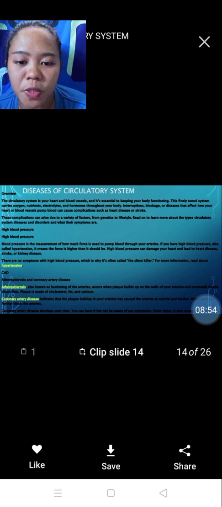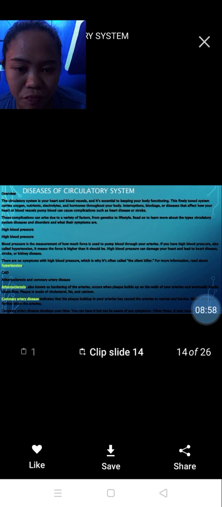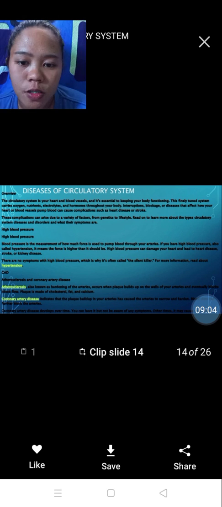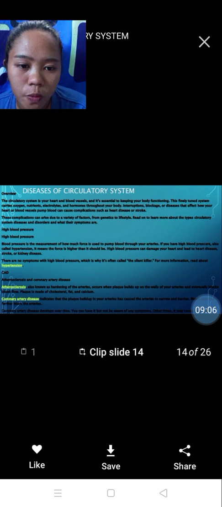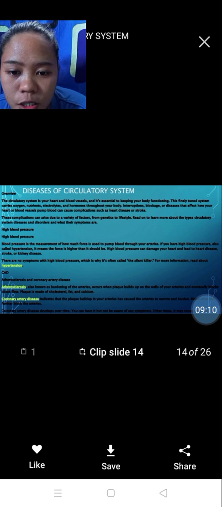There are no symptoms with high blood pressure, which is why it's often called a silent killer. Yan po. So, we had this hypertension. Now we have here the CAD, which is the coronary artery disease.